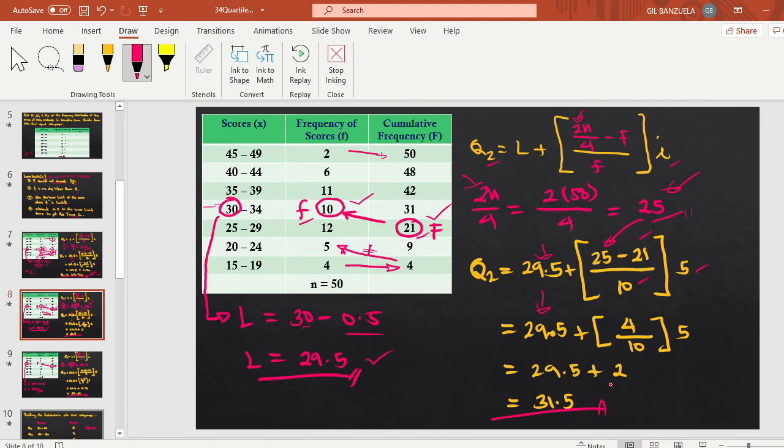Then 29.5 plus 2 is 31.5, or simply, quartile number 2 is at the 32nd position.